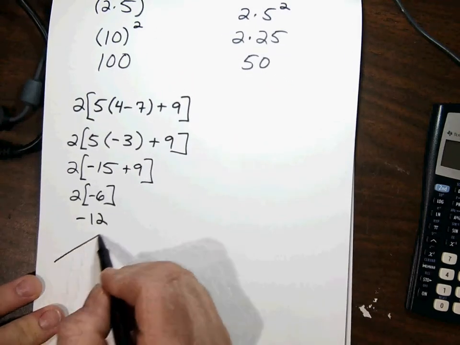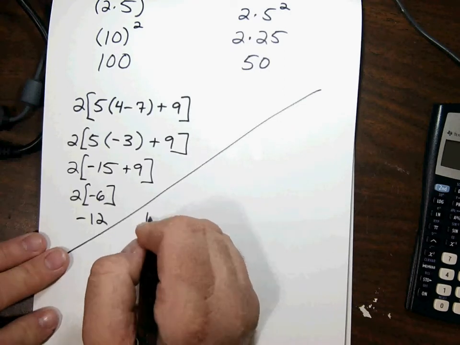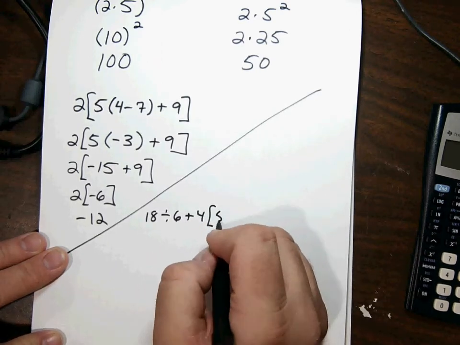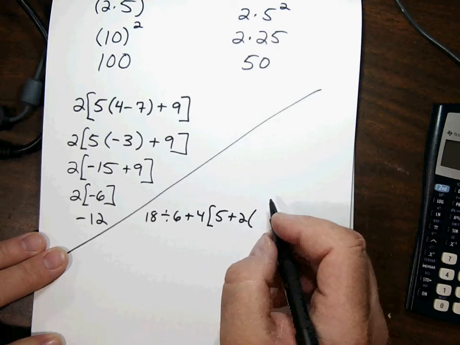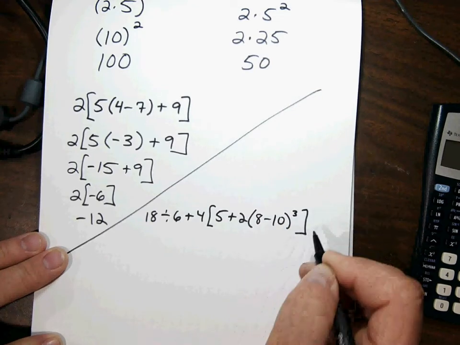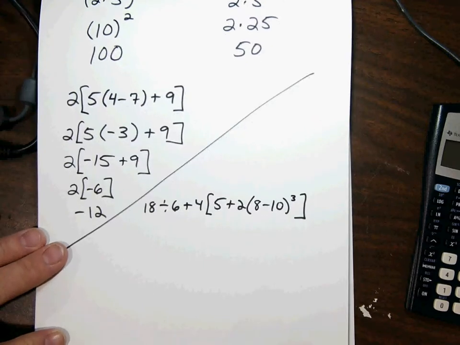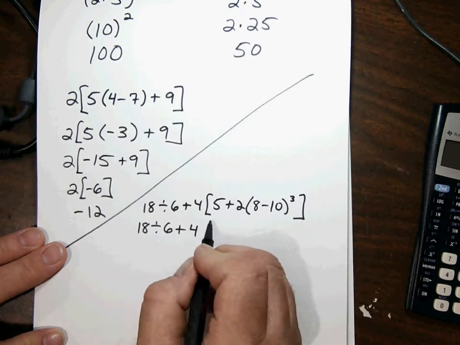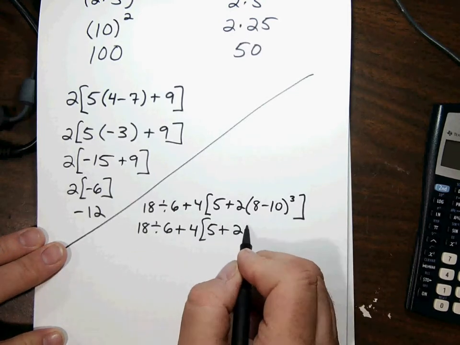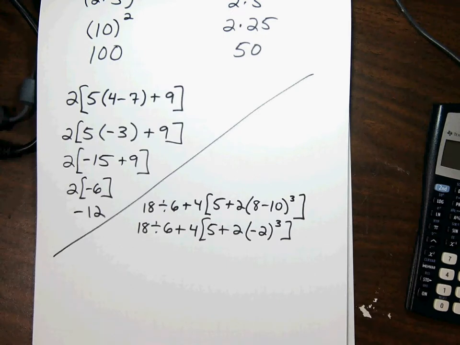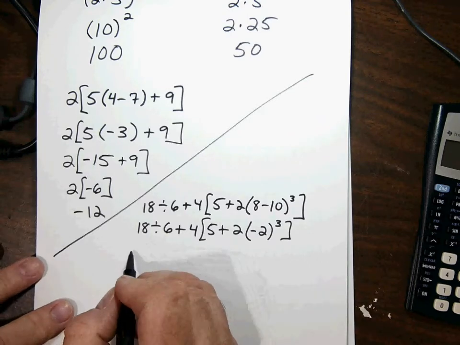All right, let's sneak another one over here where we have some room. How about this one? 18 divided by 6 plus 4, open a square bracket, 5 plus 2, open a parenthesis, 8 minus 10, close parenthesis, cubed, close the square bracket. Okay? Start at the inner parentheses and work our way out. So I'm going to leave all this stuff alone. 8 minus 10 gives me a negative 2. Okay? And I'm going to cube that negative 2 as my next step. So now the inner parentheses are done, but I'm going to cube that inner parentheses and then work my way out and do the bracket.